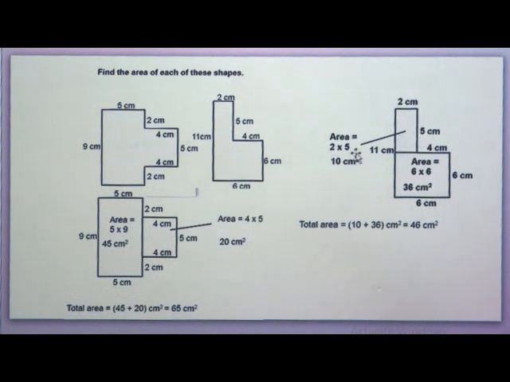So, here 2 multiplied by 5 is 10 centimeter square. So, the area of this figure is 10 centimeter square, and for this figure we know the length and we know the breadth. So, what will this be? We can say here 4 and this is 2, total is 6.